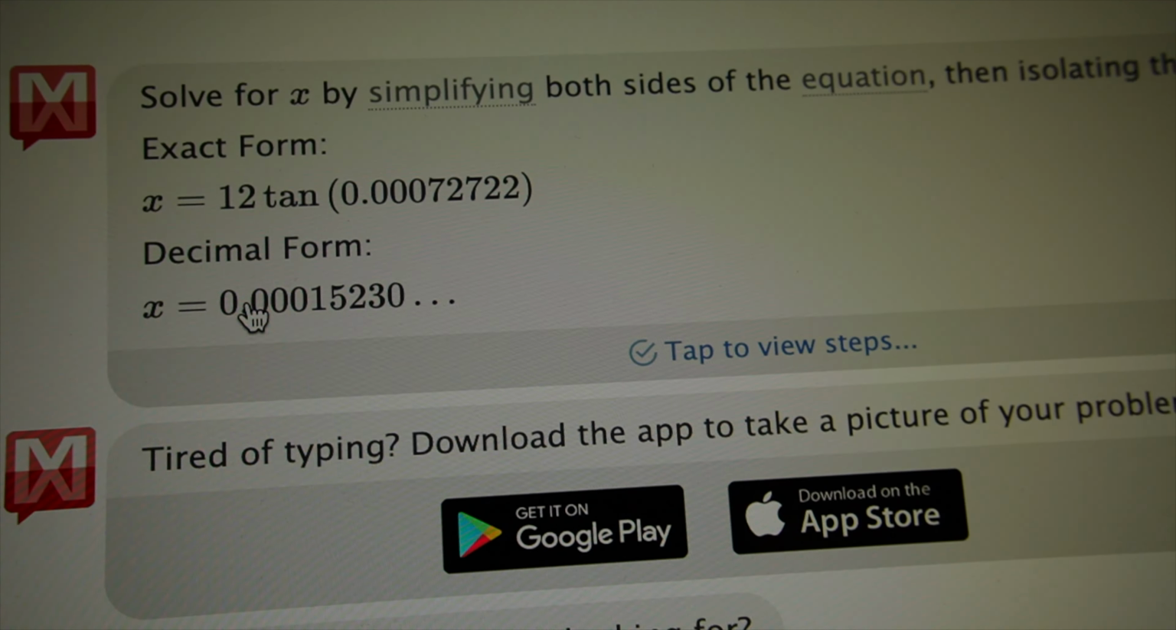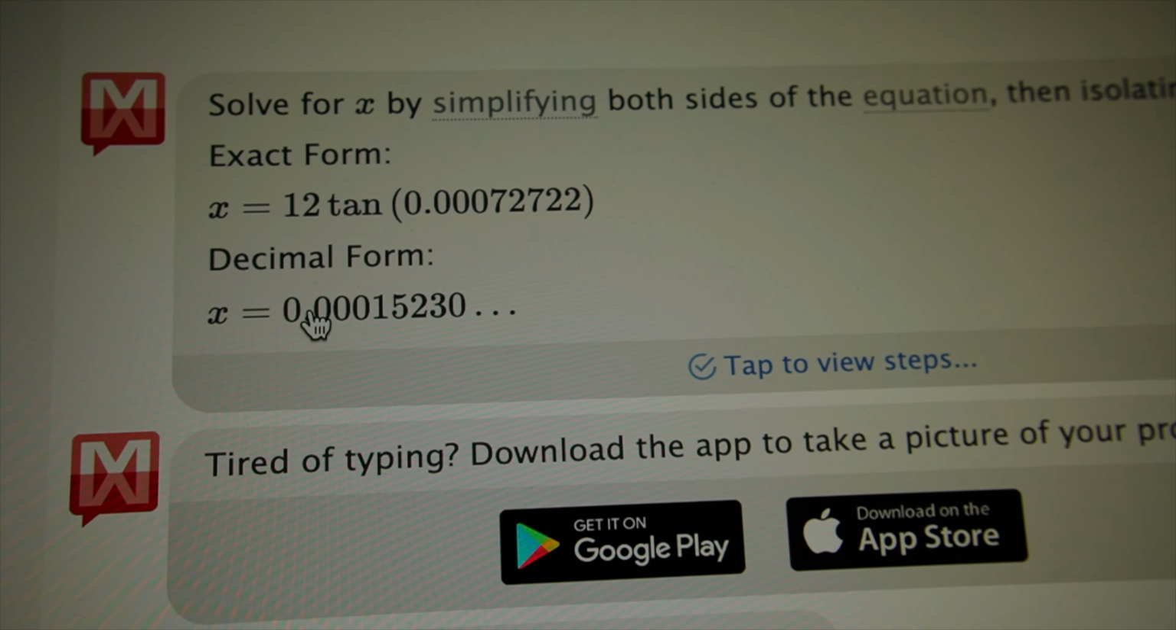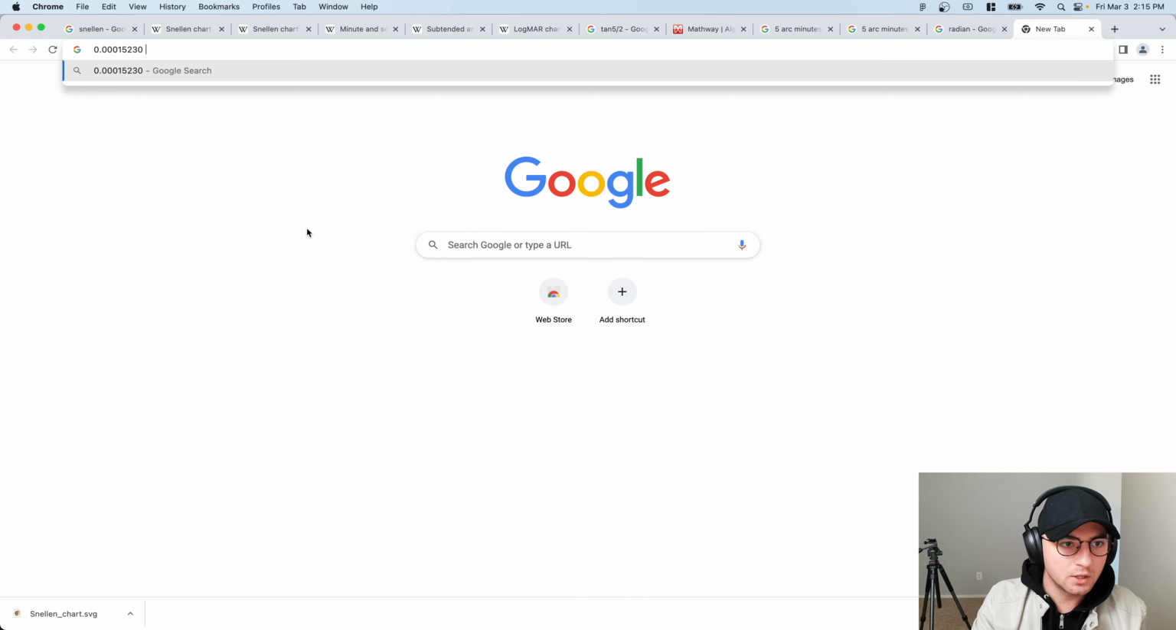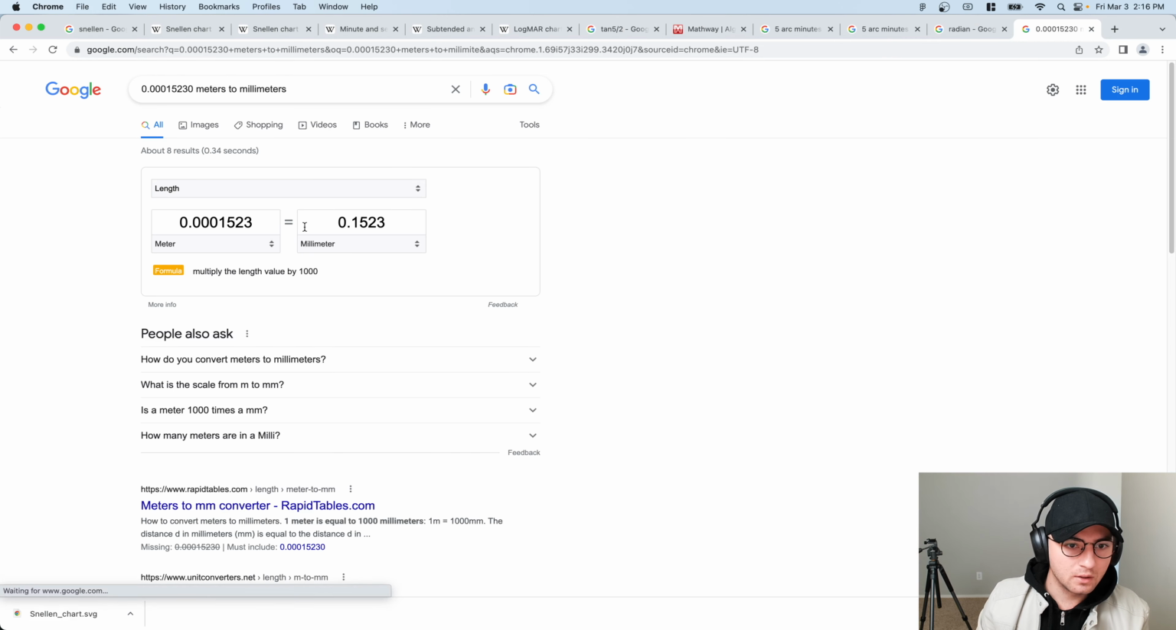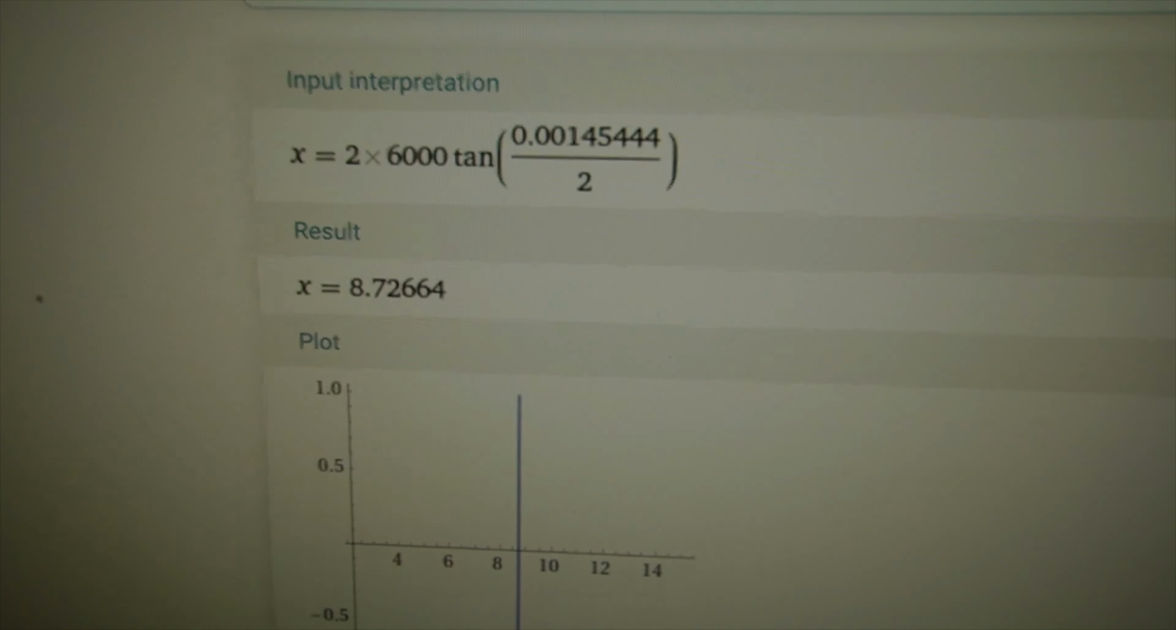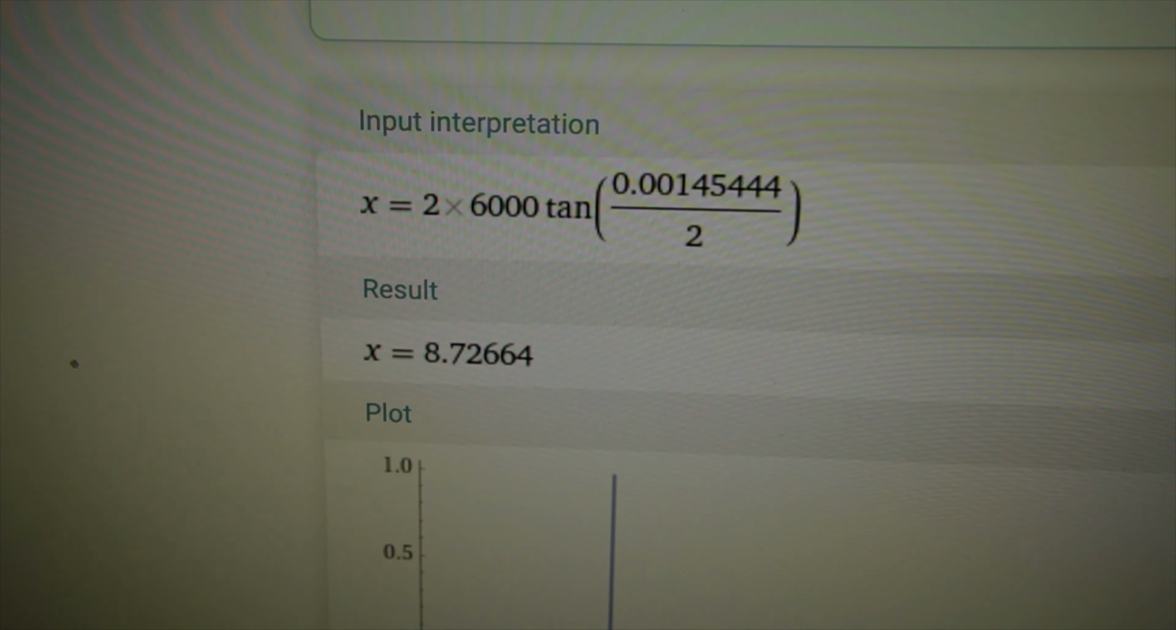But this is in meters, and I just need to convert this to millimeters. So meters to millimeters. What the fuck? I'm getting 87.3 millimeters. Okay, so I finally understand how the formula works, and I guess the next step is just to start designing.